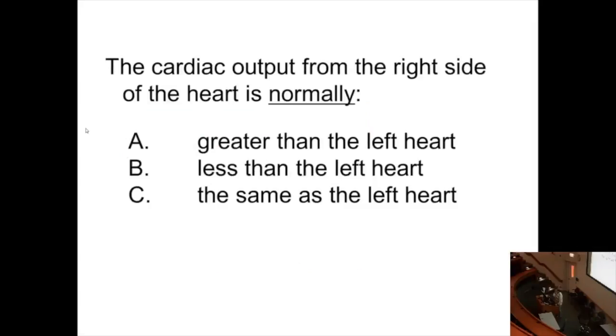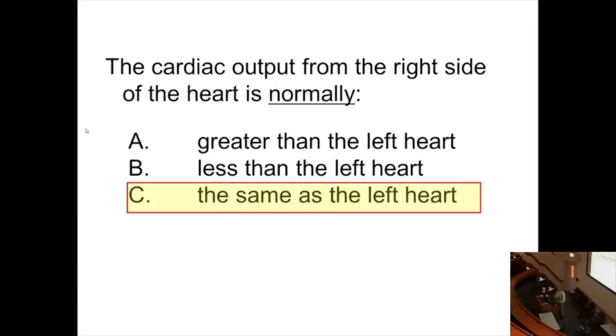Okay. Finally, the cardiac output from the right side of the heart is normally greater than the left, less than the left, or the same as the left. Which is it? It's the same. I know it sounds foolish. You would be surprised at how many M2s will, even after this lecture and the heart lectures I did, try to tell me that the walls are thinner, you generate less pressure, so there must be less output. Not correct. They have to be the same.